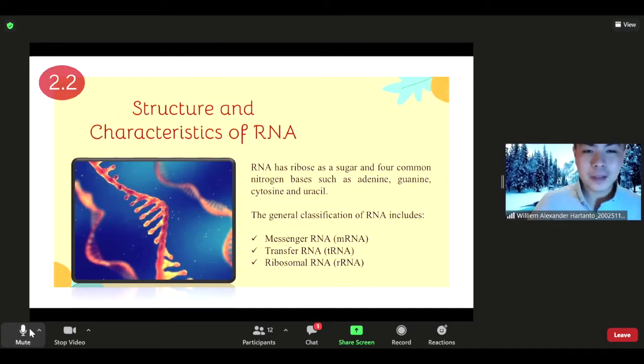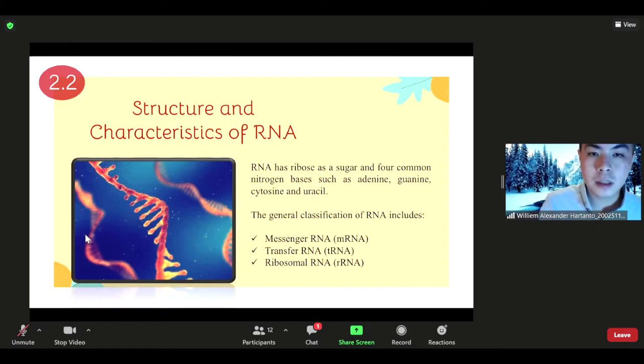Next. My name is Williem Alexander, and I'm going to explain about the structure and characteristics of RNA. RNA is a ribonucleotide purine and pyrimidine polymer that is connected to each other by 3',5'-phosphodiester bonds, which have three parts such as a 5-carbon sugar and a phosphate group. RNA has ribose as sugar and 4 common nitrogen bases such as adenine, guanine, cytosine, and uracil. Pyrimidine uracil substitutes thymine of DNA.